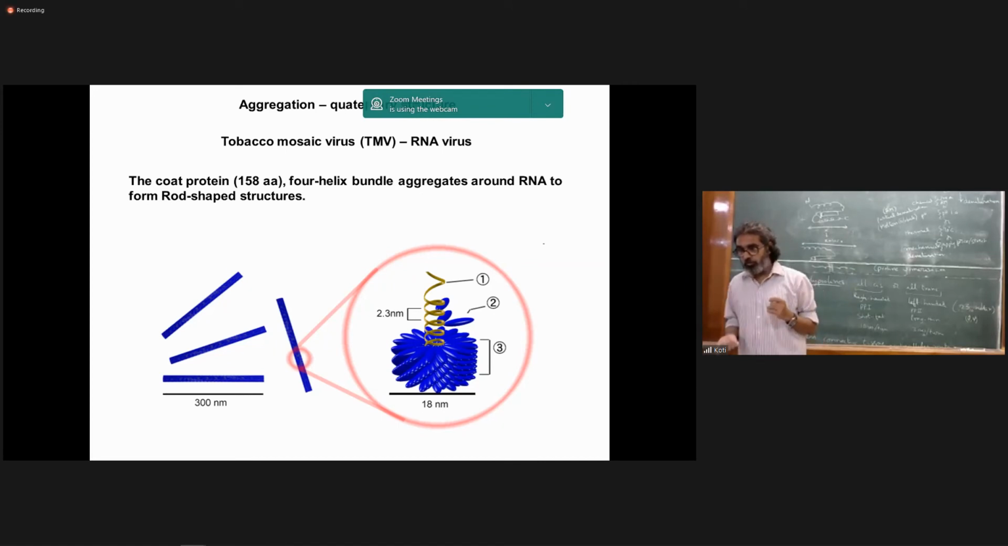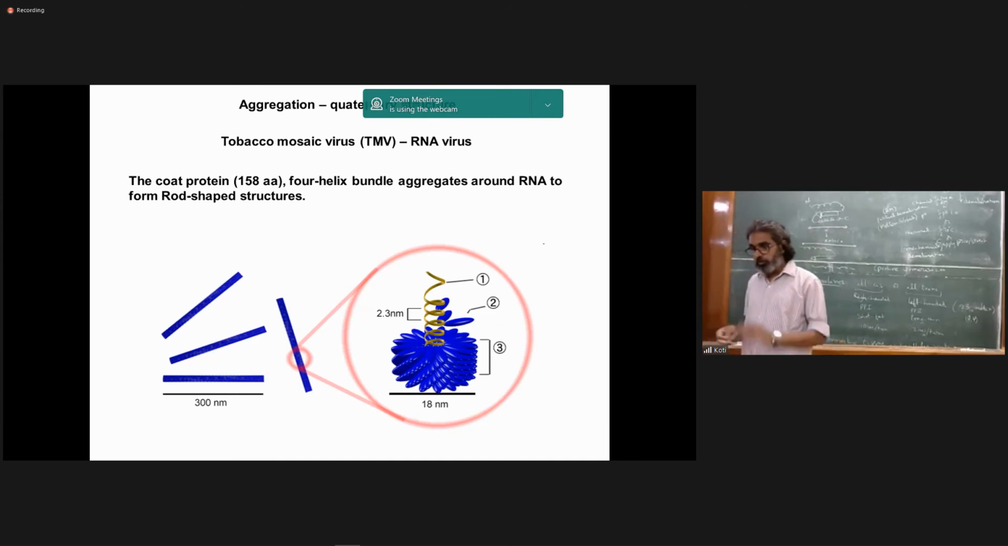This is called the coat protein, shown in blue on the right side, which has 158 amino acids, shown as an oval or oblong structure. As the name suggests, the coat protein coats the RNA molecule nicely. It is a four helix bundle, meaning it has four helices packed together in a certain arrangement, called a tertiary structure. Each protein has that. All these proteins coat the RNA, the RNA forms a helical structure, and the coat protein also forms a helix.